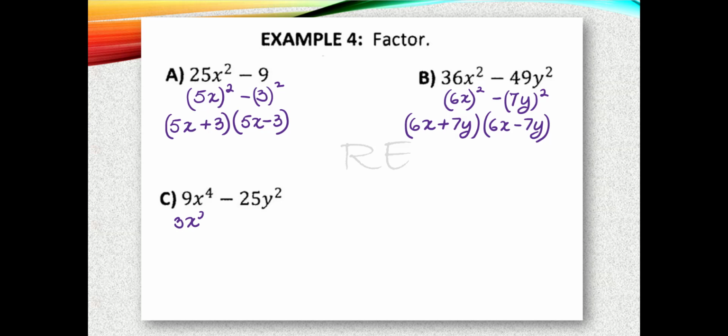9x to the fourth is 3x squared between parentheses squared, minus 5y between parentheses squared. The answer is 3x squared plus 5y times 3x squared minus 5y.